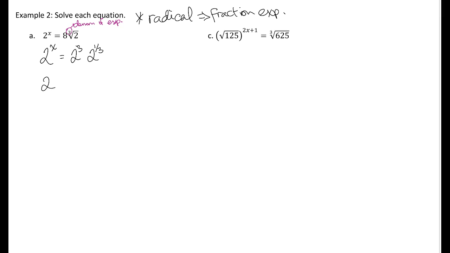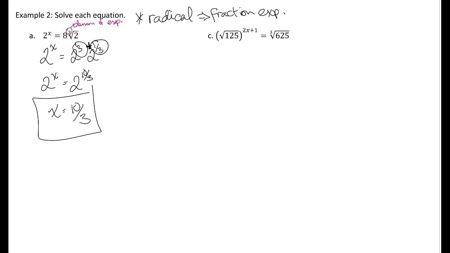So when I'm multiplying with a common base, I add my exponents. So I've got 2 to the x equals 2 to the power of 3 plus a third, so it's 10 thirds. So x equals 10 thirds. I'm okay with that. Okay, coming over here, again, might be a little bit trickier.